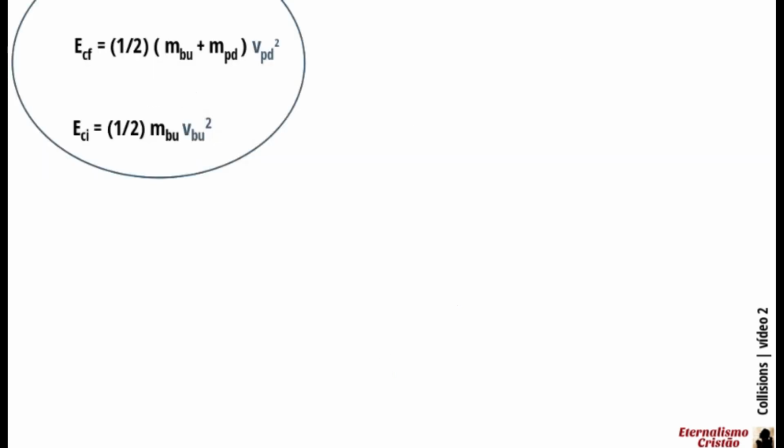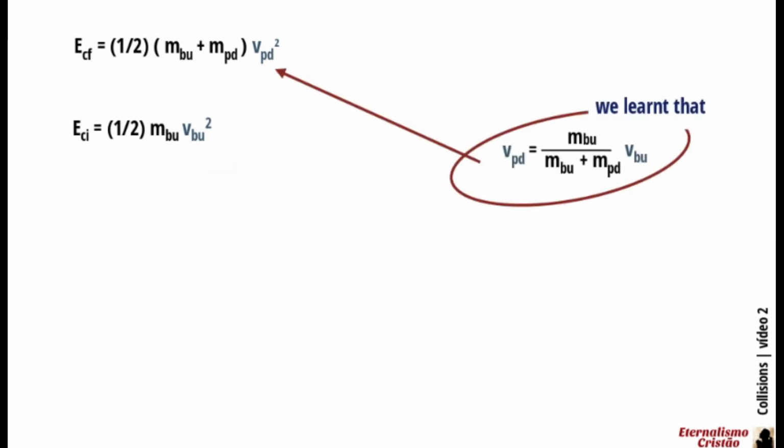Let's divide the final kinetic energy of the system by its initial kinetic energy. But, first, replace the velocity of the pendulum by its value, as function of the velocity of the bullet.